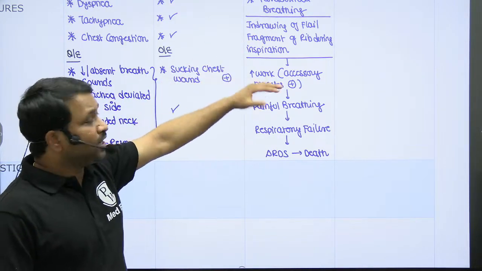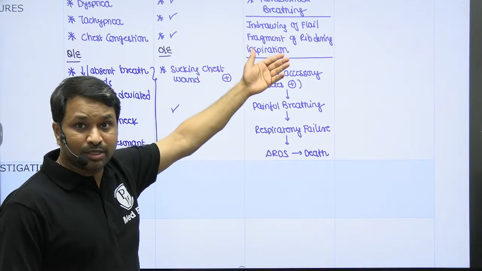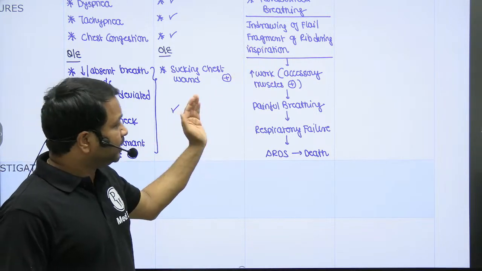The whole culprit in this, I cannot change the flail segment because it is the presentation. Patient will have this. To compensate, the body will cause an overworking. They'll be using accessory muscles. The only thing that I can address is pain.